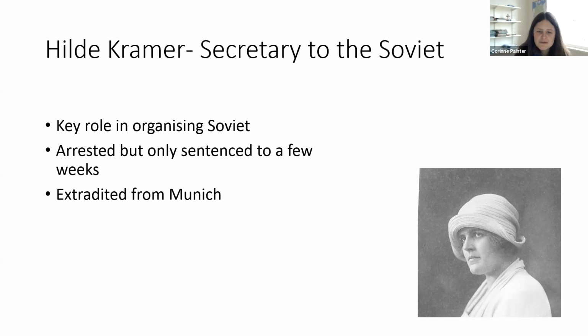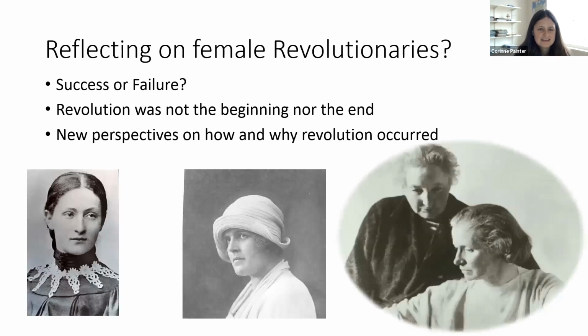So instead of spending time in prison, she's actually extradited from Munich and told that she can't come back. We have to remember, though, this is her second offence. So I think the idea that she didn't know what she was doing is not really credible in this. I think she had a good idea about what she was getting herself into, and her memoirs certainly suggest the same as well.